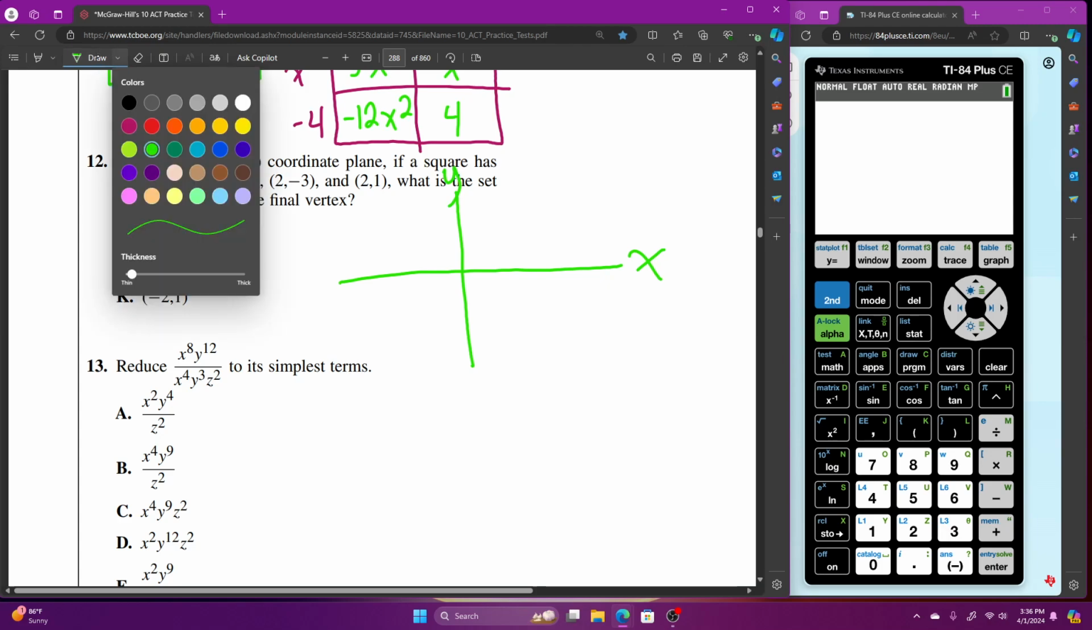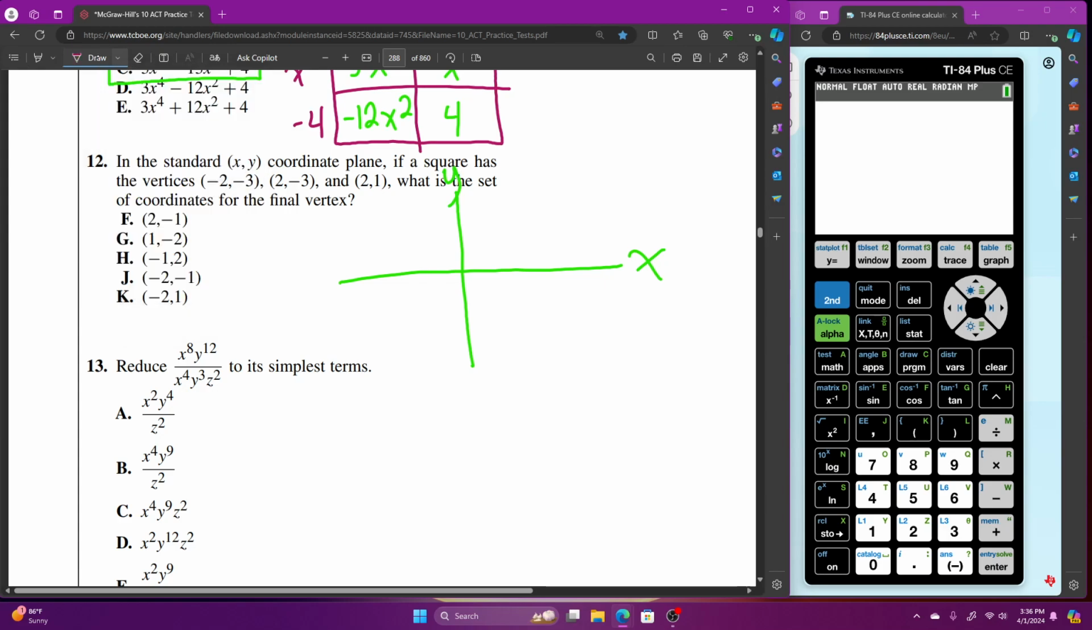And now we're going to graph our vertices of our square. So one vertice is at -2, -3. So X is -2, Y is -3. That's about here. Our next one is at 2, -3. So X is +2, Y is -3.